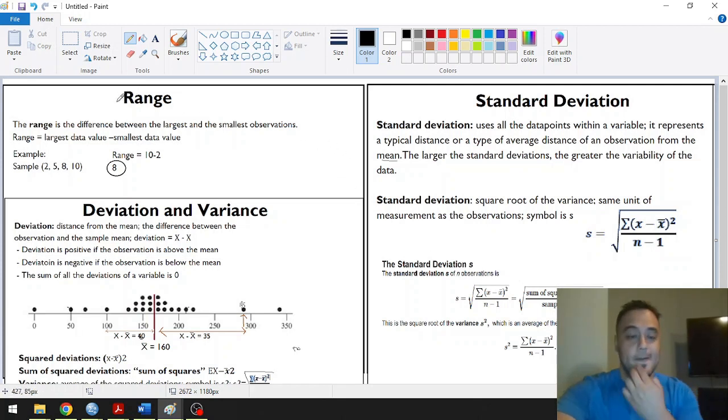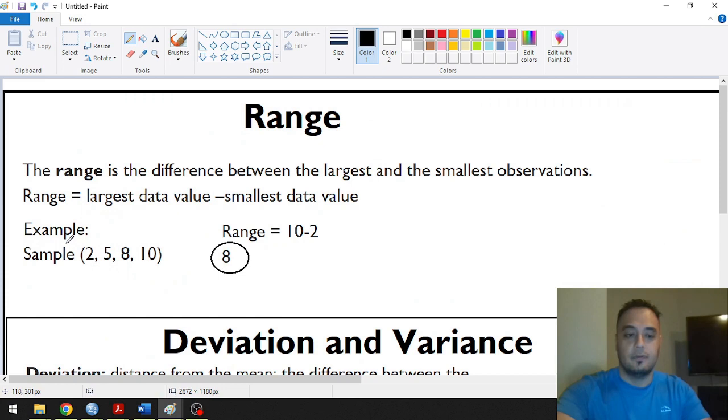Range is one of the statistical methods to look at dispersion or variability in a distribution, and it's simply the largest data value minus the smallest data value. So, for instance, if we have a variable with data going from 2 to 10, where 2 is the lowest and 10 is the highest, the range will be 10 minus 2, which is 8. So 8 is the range for this variable.